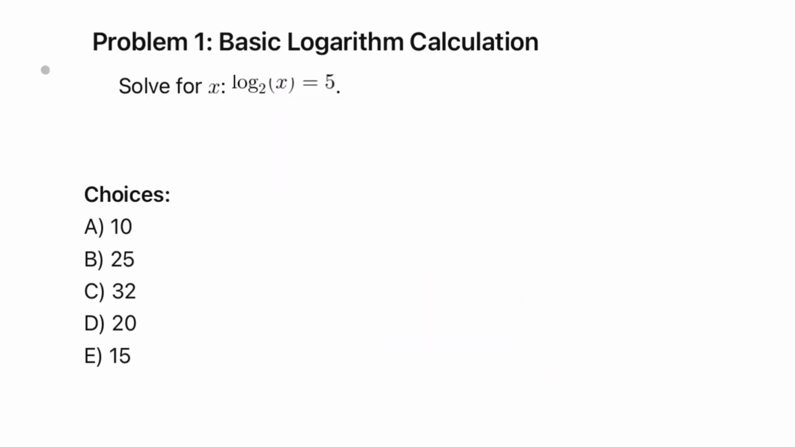Now we've got a couple of sample problems to look at. It says, solve this for x. Log to the base 2 of x equals 5. Well, what that means is 2 raised to the 5th power is equal to x. 2 to the 5th power is 32. That makes the answer C.